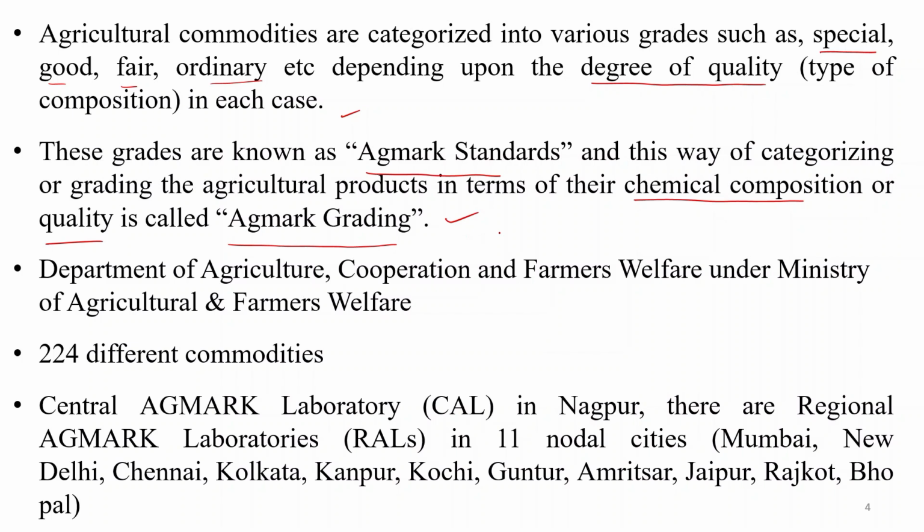This way of categorizing or grading agricultural products in terms of their chemical composition and quality is called AGMARK grading. If somebody asks under which department and ministry AGMARK comes, it comes under the Department of Agriculture, Cooperation and Farmers Welfare under the Ministry of Agriculture and Farmers Welfare, and FSSAI comes under the Ministry of Health and Family Welfare. There are 24 different commodities covered under AGMARK, and the central AGMARK laboratory is in Nagpur.